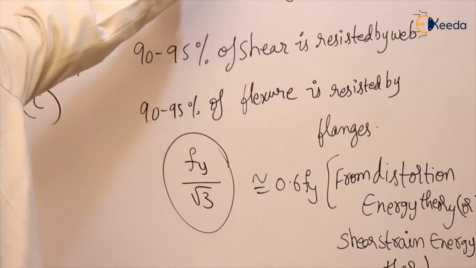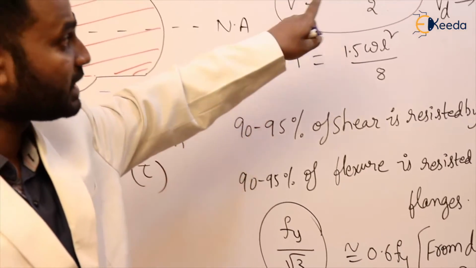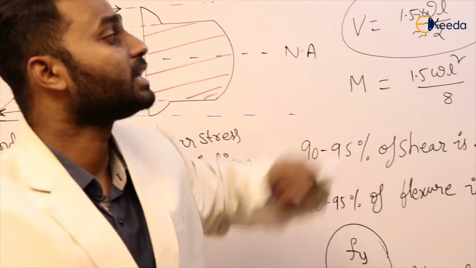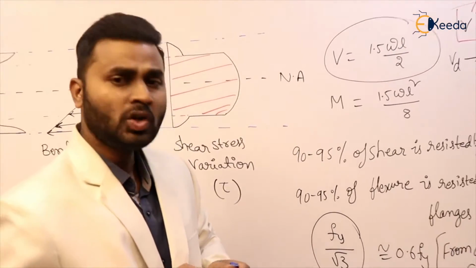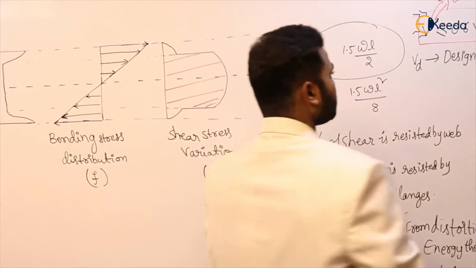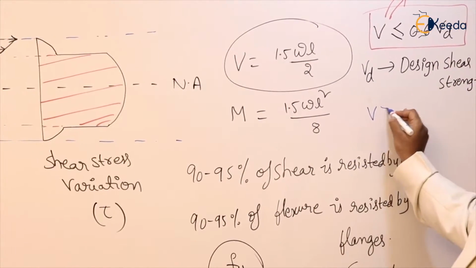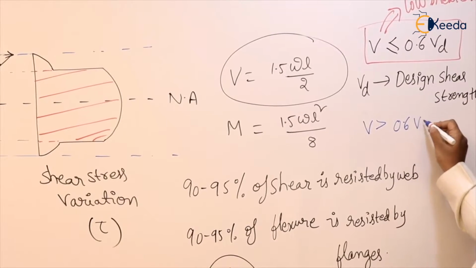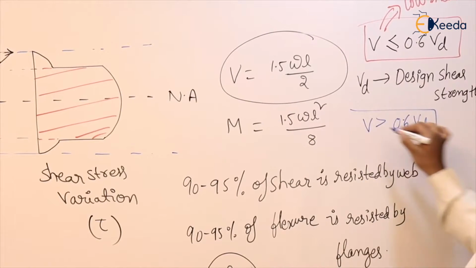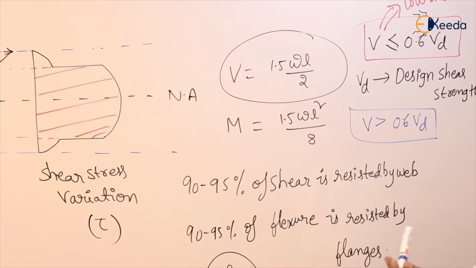So that is the condition for the low shear case. If the factored design shear force is less than or equal to 0.6 of the design shear strength, then it is the low shear case. Obviously, the opposite: if the factored design shear force V is greater than 0.6 VD, then it is known as the high shear case.